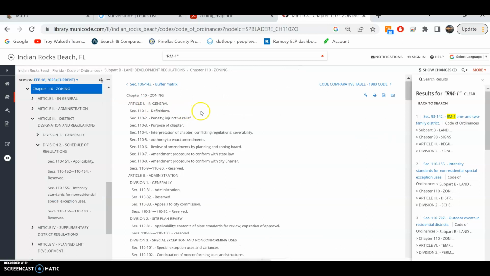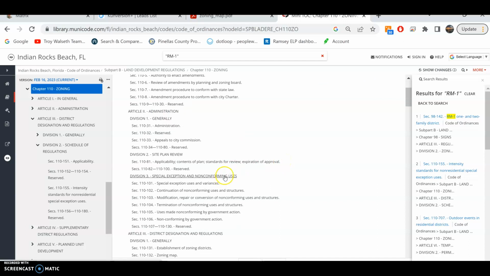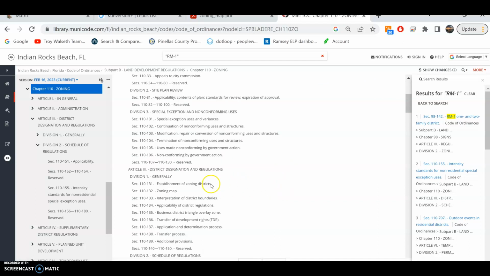Zoning. In general. Definitions, penalty purpose interpretations, site plan review, special exceptions, non-conforming uses. Zoning map. Applicability of district regulations.